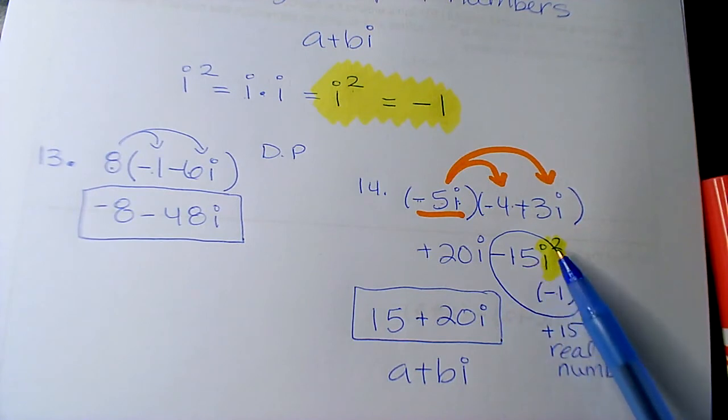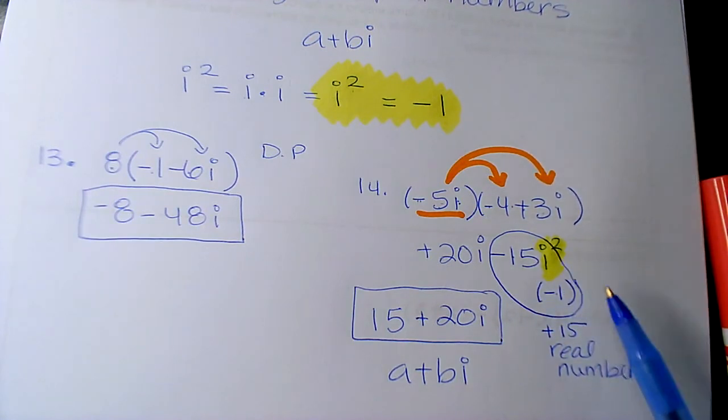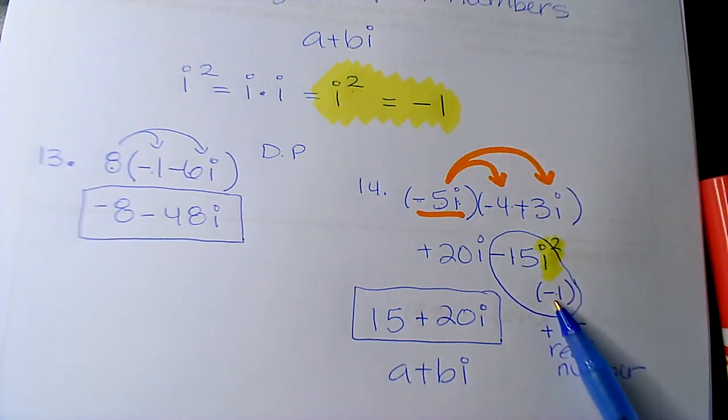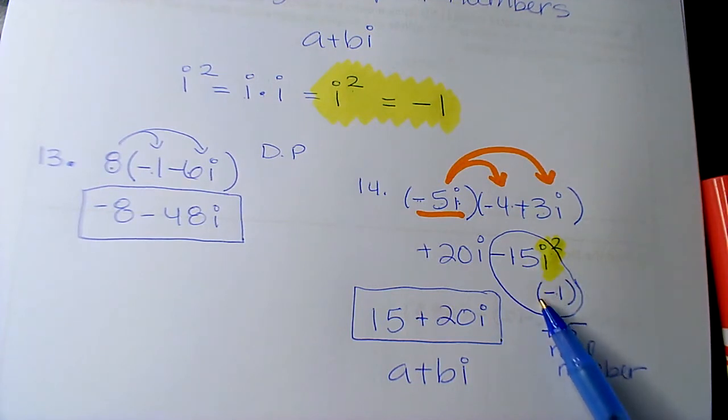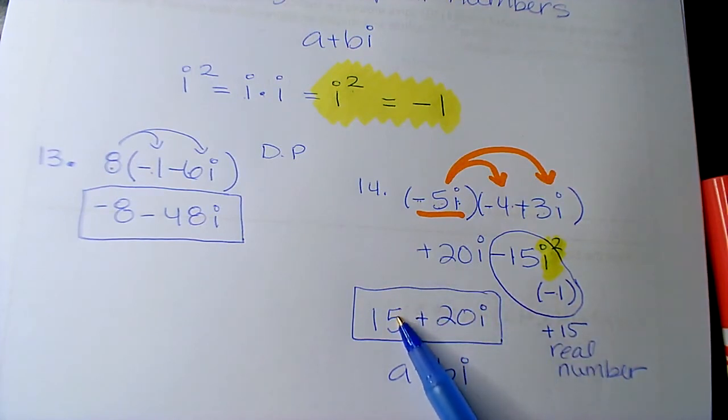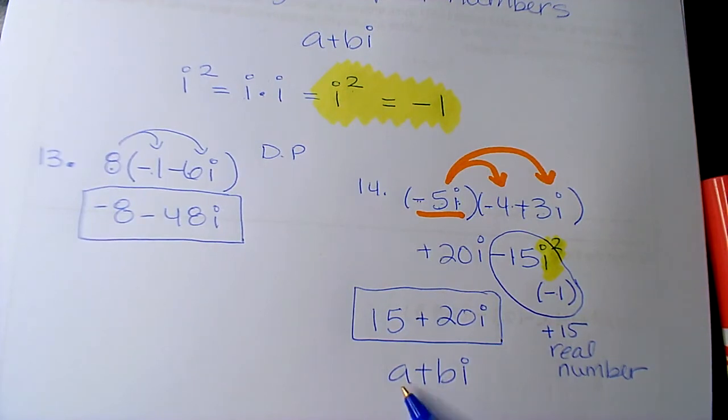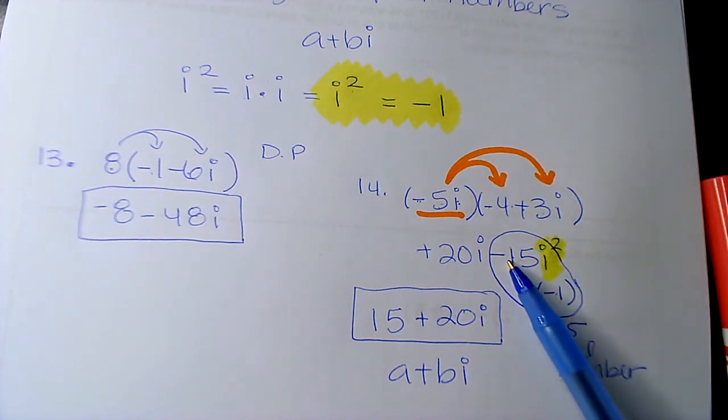So negative 15i squared can be substituted for negative 1. Negative 15 times negative 1 is positive 15. That is now a real number, so it shoots to the front because the real component always comes before the imaginary. That's it. So what do students always remember? When they get an i squared, they just switch the sign.